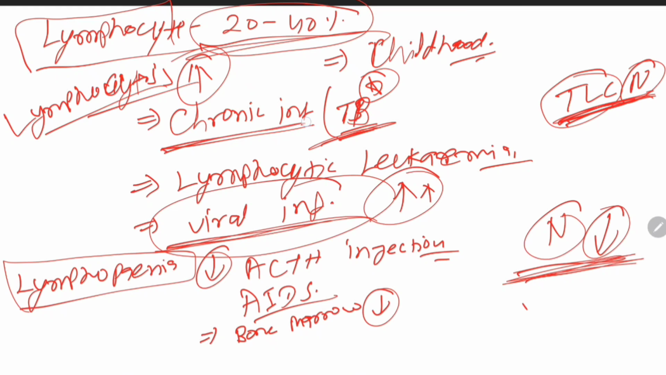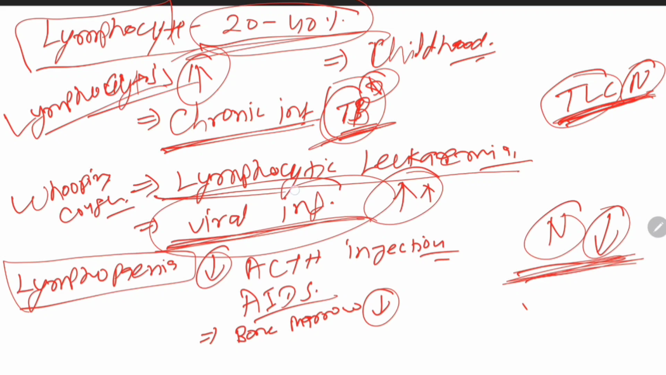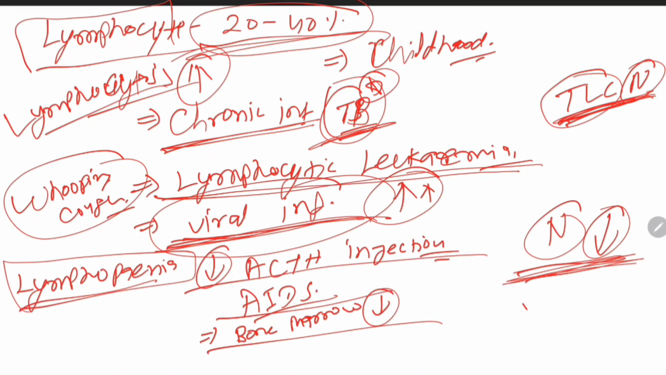So lymphocytosis: chronic infection, lymphocytic leukemia, viral infection, count will increase, and also in case of whooping cough. Or sometimes the recovery from acute infection, chronic infection like tuberculosis, then lymphocytic leukemia, then viral infection, then whooping cough. In these conditions the count will increase. Decreased count you will see in ACTH injection, AIDS, and hypofunction of bone marrow. So in these conditions your count will be decreased.